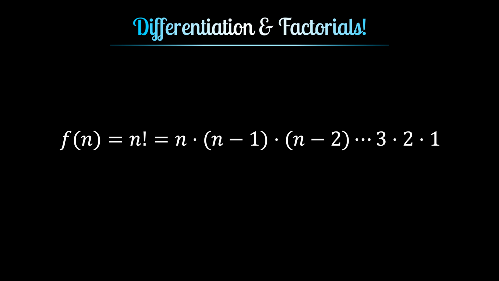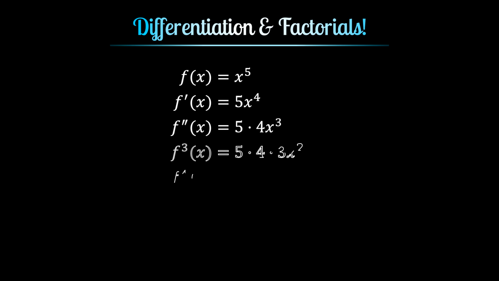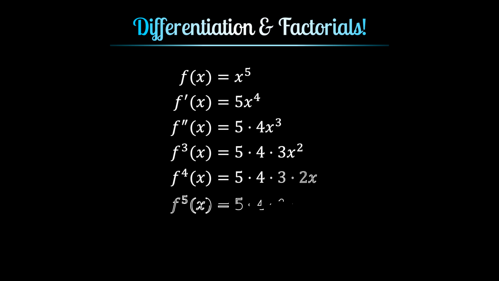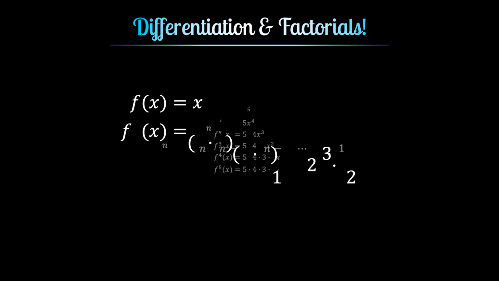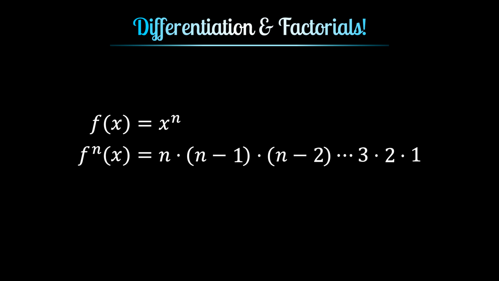Interestingly, factorials naturally appear when we differentiate functions which have the form x to the power n. For instance, if f of x equals x to the power 5, then differentiating this function 5 times with respect to x yields the value of 5 factorial. In general, I can get n factorial when the function x to the power n is differentiated with respect to x n times. This relationship is only valid when n is a positive integer, isn't it? So, I think we have to consider a different function.